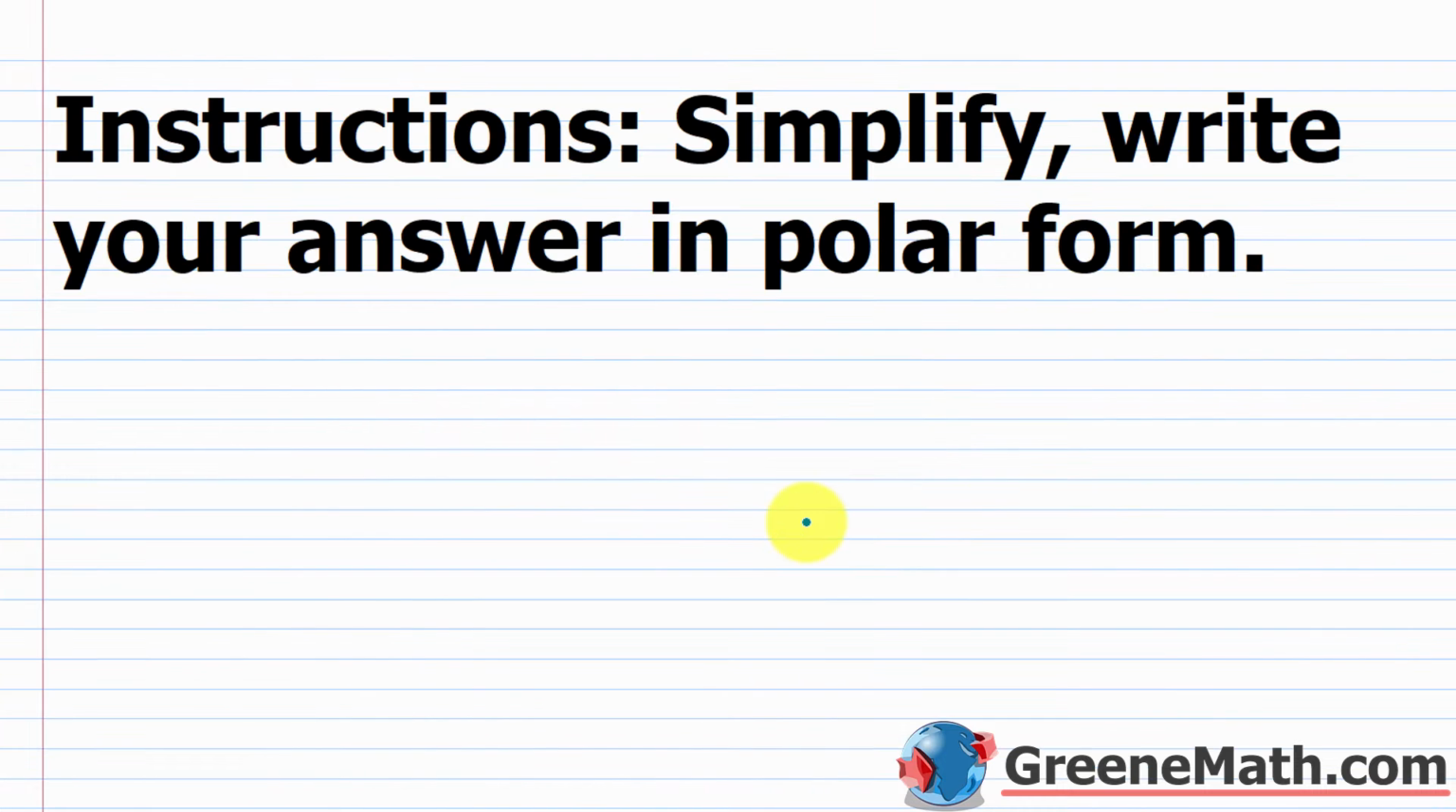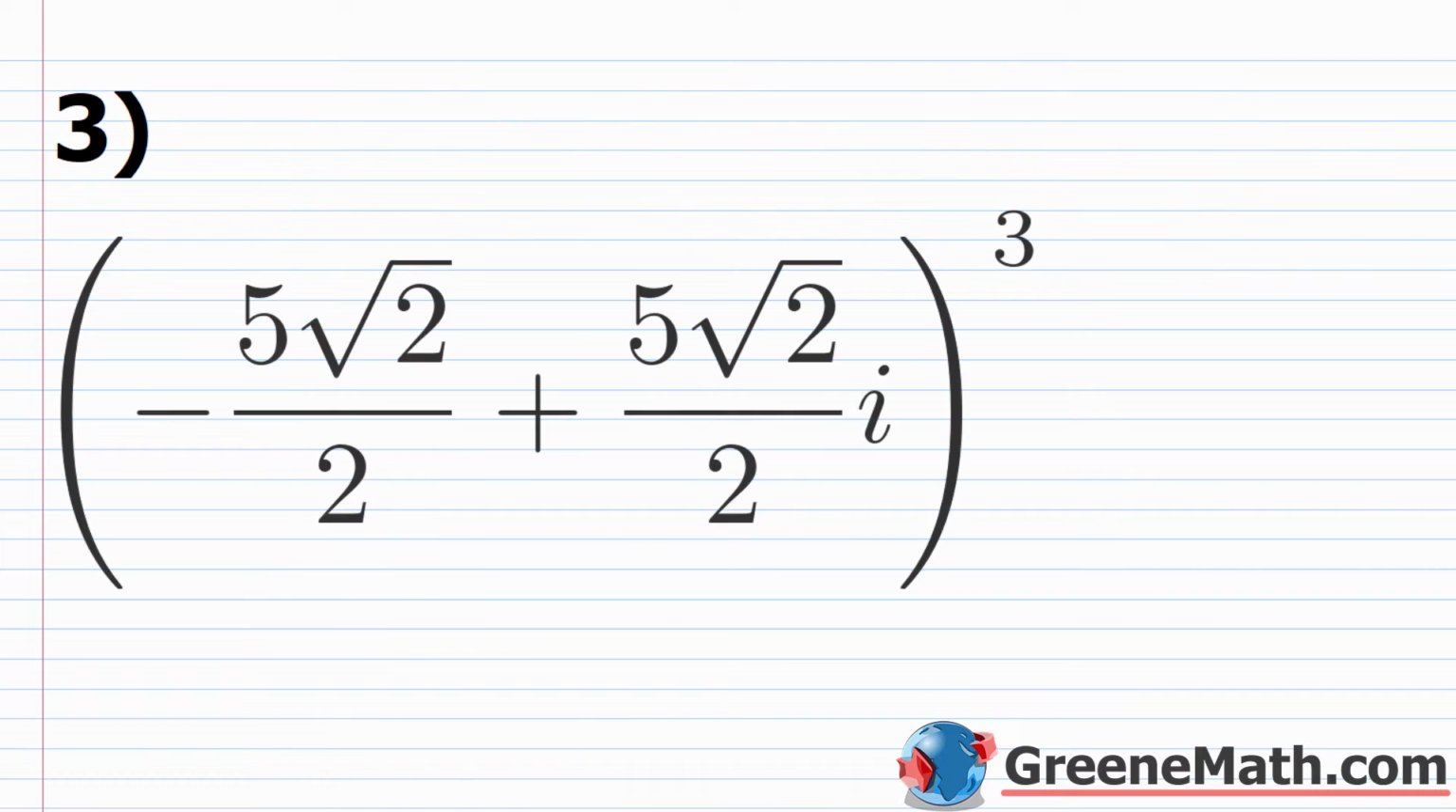All right, for the next few problems, the instructions are going to change. We're asked to simplify, write your answer in polar form. So looking at problem 3, now we have our complex number given in rectangular form or the standard form, again, the a plus bi. So negative 5 times square root of 2 over 2 plus 5 times square root of 2 over 2 times the imaginary unit I.